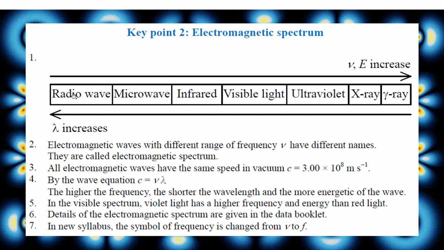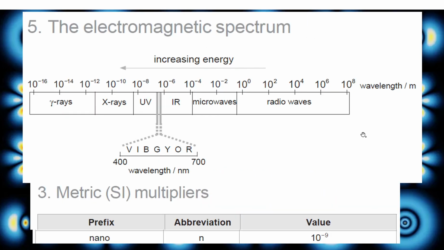From radio wave to gamma wave, energy increases. From right to left, lambda decreases. In the data booklet, it is like this. Very clearly, they show it from short wavelength to long wavelength, which is different from the previous one. But this is what you will see in the data booklet.